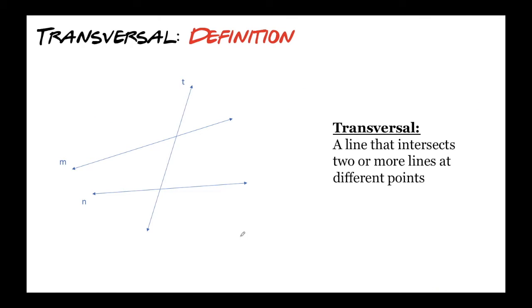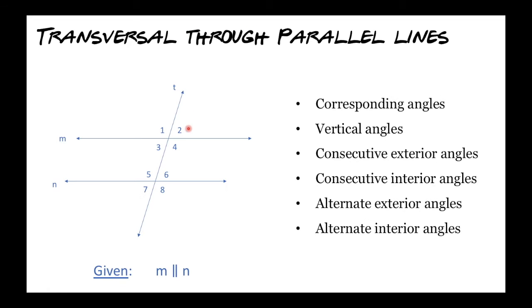The notation for perpendicular lines is this symbol between the names of the lines. If two or more lines are intersected by another line, this line is called a transversal. Here we can see that transversal T cuts through lines M and N. When a transversal cuts through parallel lines, angles with certain properties are created. As we can see by the notation here, lines M and N are parallel to each other, and transversal T cuts through these lines. As you can see, there are 8 different angles created by this transversal.